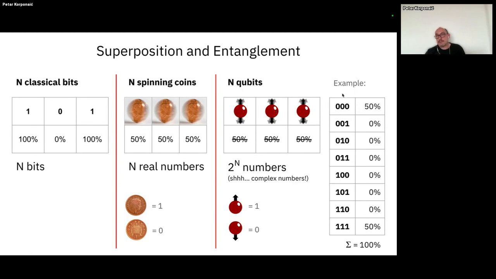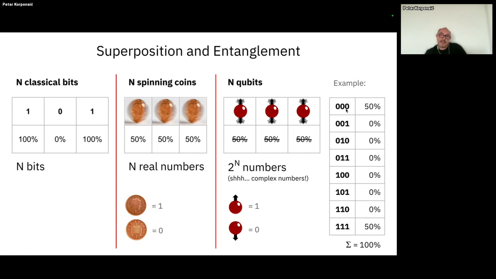So here is the example. We can have all three qubits be 0 with 50% probability, and all three qubits be 1 with 50% probability. So when we measure these three qubits, first, second, and third, we will get all three zeros, or we will get all three ones, but we will never get any other outcome.